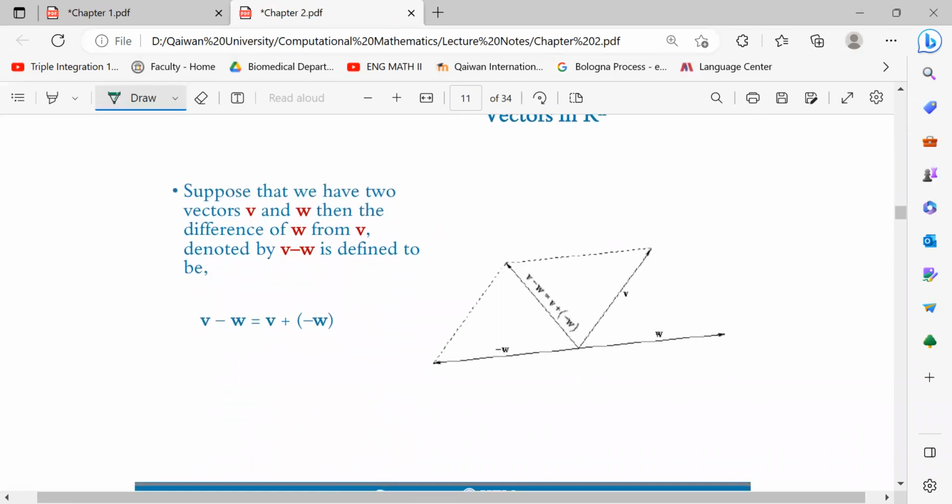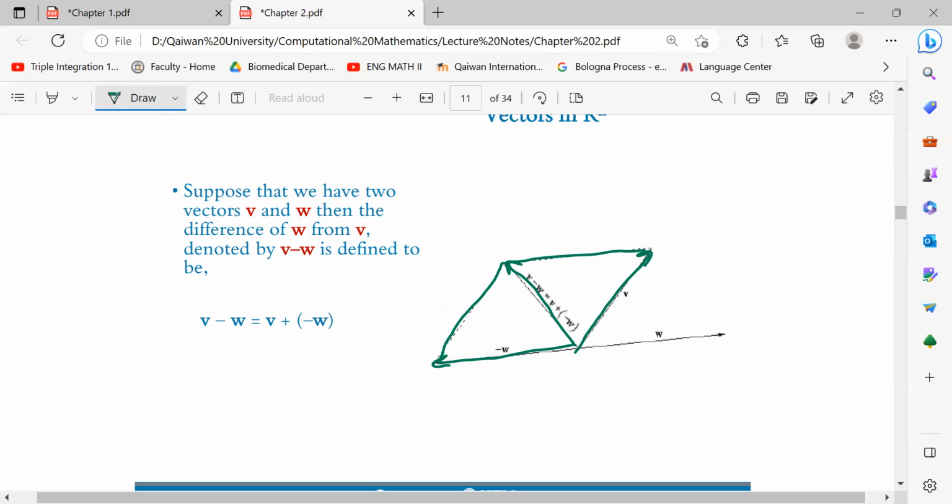As I said, the geometrical representation of the sum of two vectors is a parallelogram. The difference of two vectors is the same. This is minus w, and this is v. So v minus w is this. If we just join these three peaks, we get this parallelogram. That's all.